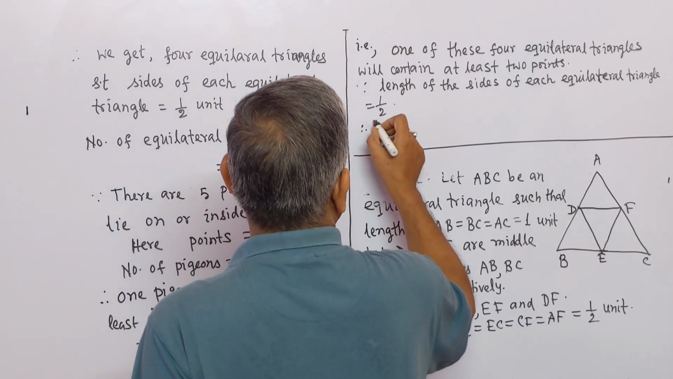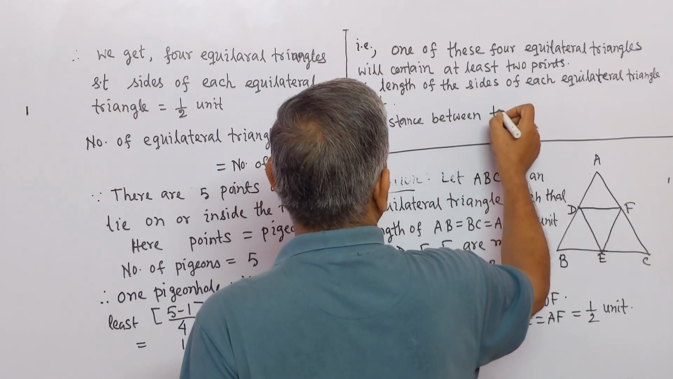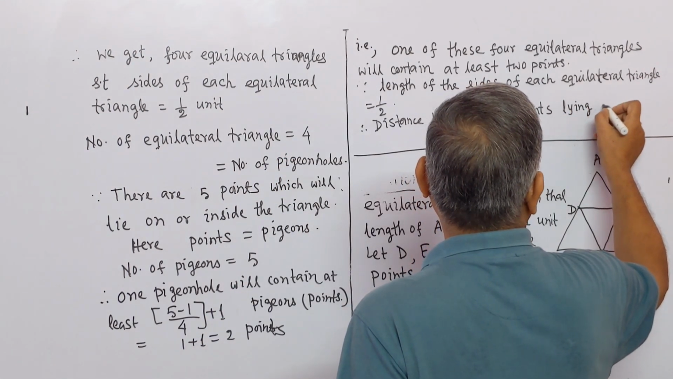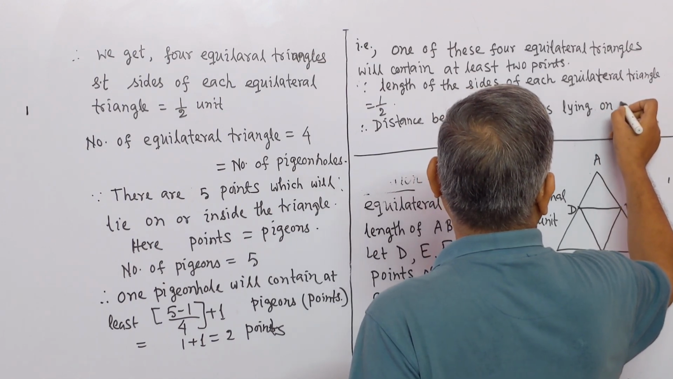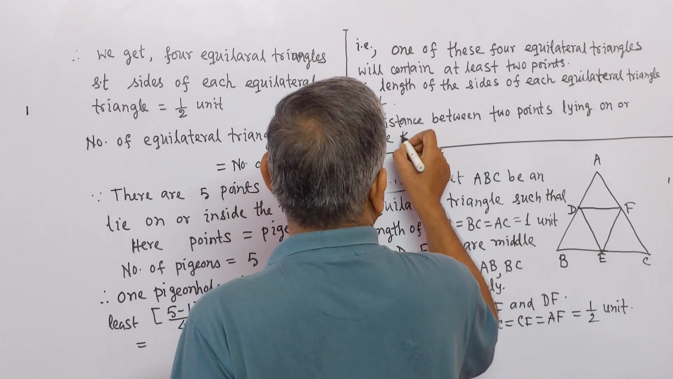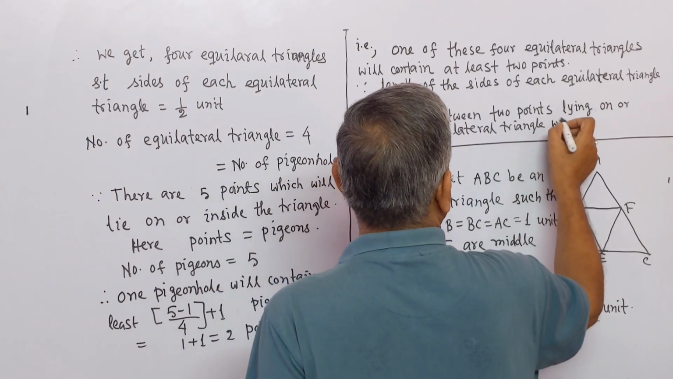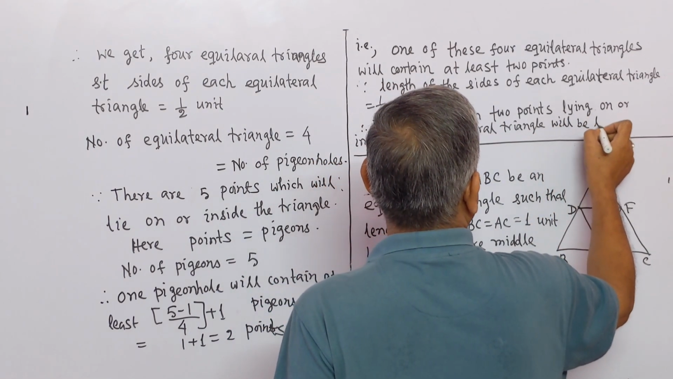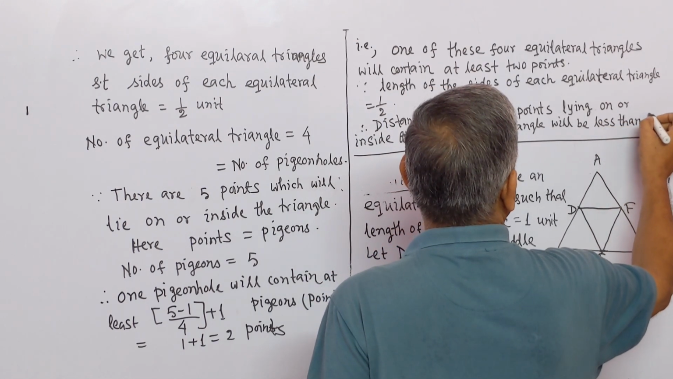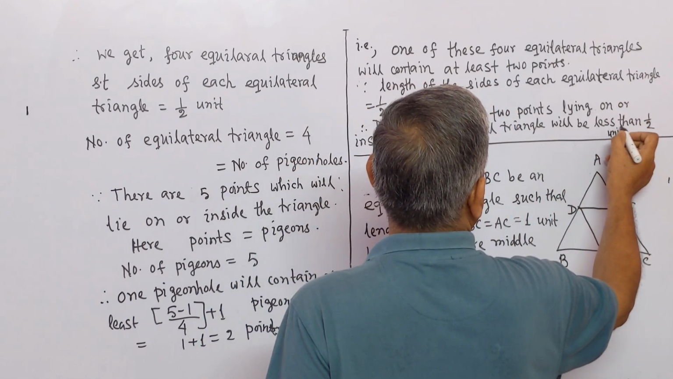Therefore, distance between 2 points lying on or inside an equilateral triangle will be less than half unit. Proved.